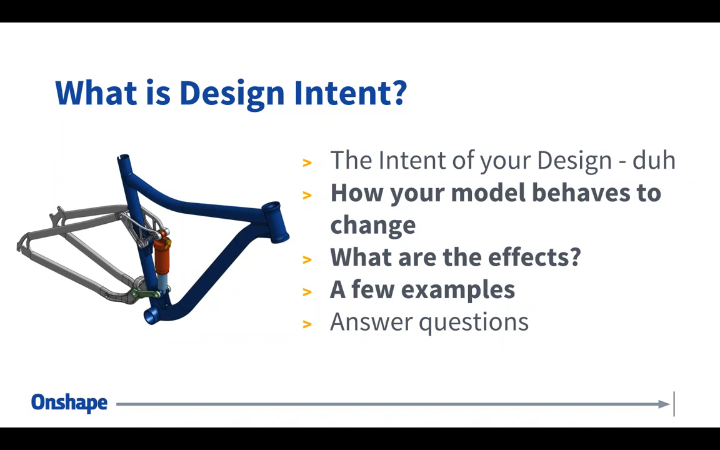So if you make a design change, how do the features rebuild? What's the location, and do they correctly reflect your intent, your goals? So how your model behaves to change is important. If you've ever made a change and all of a sudden these features don't rebuild the way you'd expect, chances are the design intent was either not correct or just not the right option. So what are the effects? What can happen if you get it wrong? And then how can we fix it? So let's jump into it.